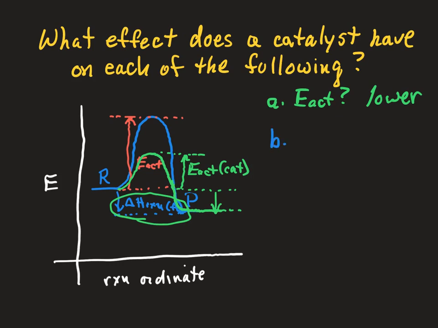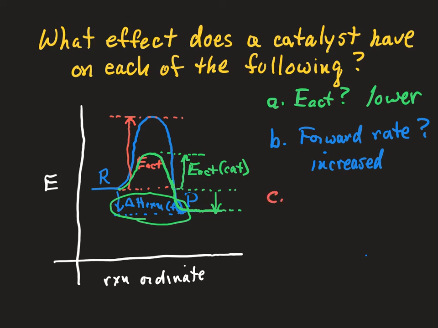B, what effect does it have on the forward rate? Well, if the activation energy barrier is lower, then more molecules at any moment have enough energy to get the arrangement of their atoms up to that transition state. And once they get to the transition state, they can fall to product. So clearly, the forward rate will be increased. The reaction will go faster.